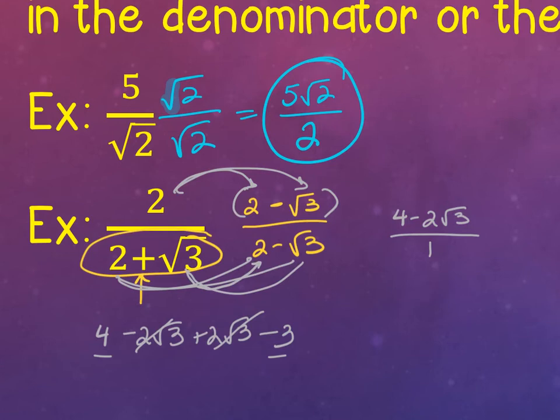You won't always eliminate the number in the bottom, so really this answer is just 4 minus 2 root 3. I can have a denominator, but that process has to eliminate the radical from it. So sometimes you'll have a number in the bottom, that's fine. It just can't have the radical.